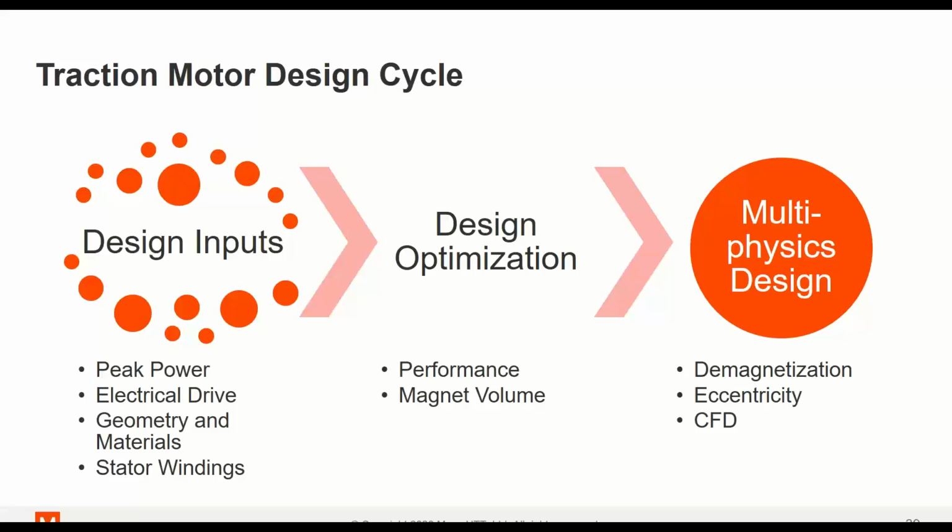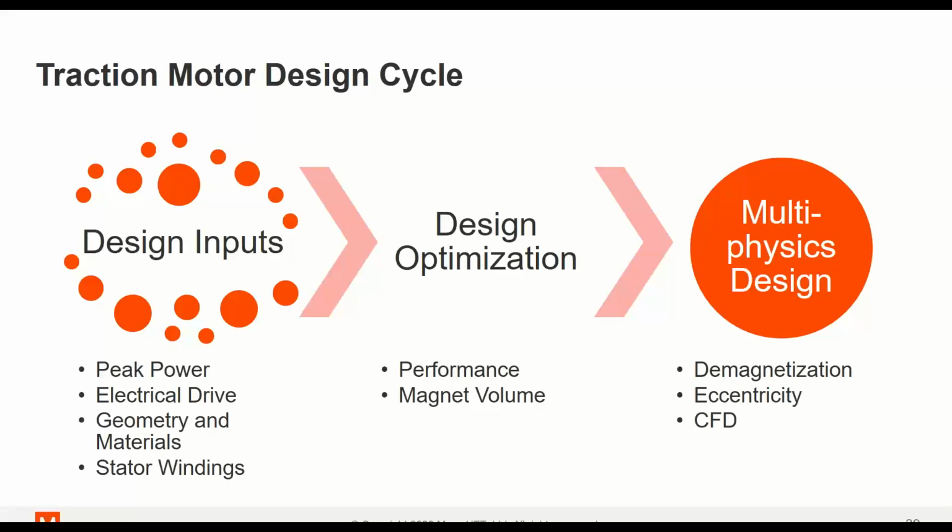From there, we go into the design optimization, where we take a look at the performance. For this specific case, we're looking at the performance and the magnet volume. So we have 2 competing objectives. We would like to minimize the magnet volume while maintaining the performance, and at the same time, we'd like to minimize the cogging torque to make sure that the electric machine that we're designing is as smooth as possible.